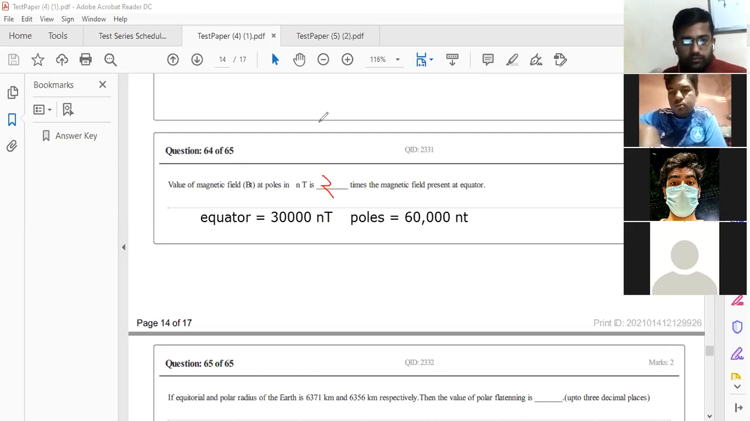Clear? Sir, value of 30,000, 60,000 fix है? तो standard value है. जब हमने एनोमलीज वगैरह पढ़ाया था तब ये पढ़ी है. Okay, we have studied all this in case of anomalies.